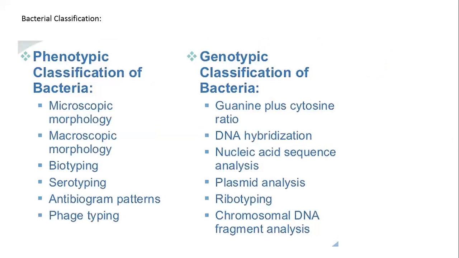So, bacterial classification is on the basis of phenotypic and genotypic classification. In the phenotypic classification, we can classify bacteria on the basis of microscopic and macroscopic morphology, biotyping, serotyping, antibiogram patterns, and phage typing. In the genotypic classification of bacteria, the guanine-cytosine ratio, DNA hybridization, nucleic acid sequence analysis, plasmid analysis, ribotyping, and chromosomal DNA fragment analysis are used.